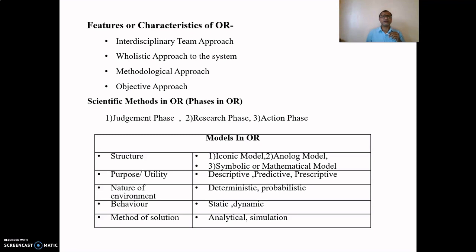Now we'll start with these different types of models. By structure, first is the iconic model. These models are scaled versions of the actual object. For example, a toy car is an iconic model of a real car. Suppose you are purchasing a flat: before the actual purchase, we visit different sites where the construction is going on, and there is a model that the builder has kept, and we physically look at it and see the facilities that you are really going to enjoy when it is actually complete. So like that, the iconic model explains all the features of the object.